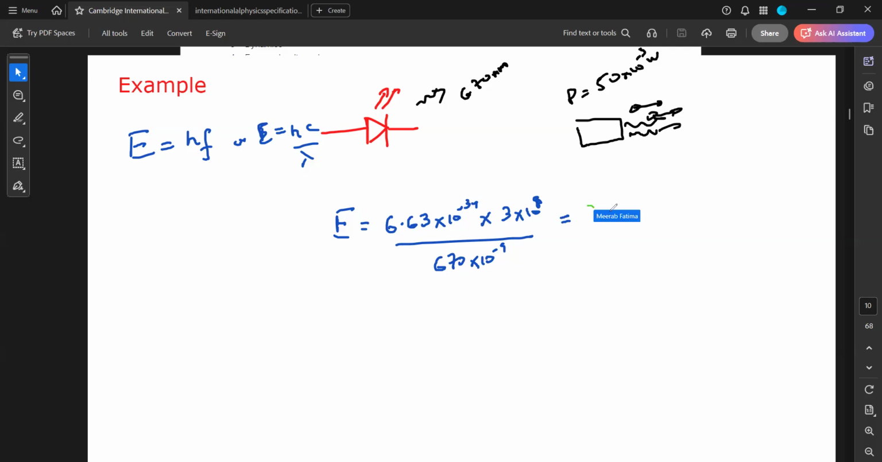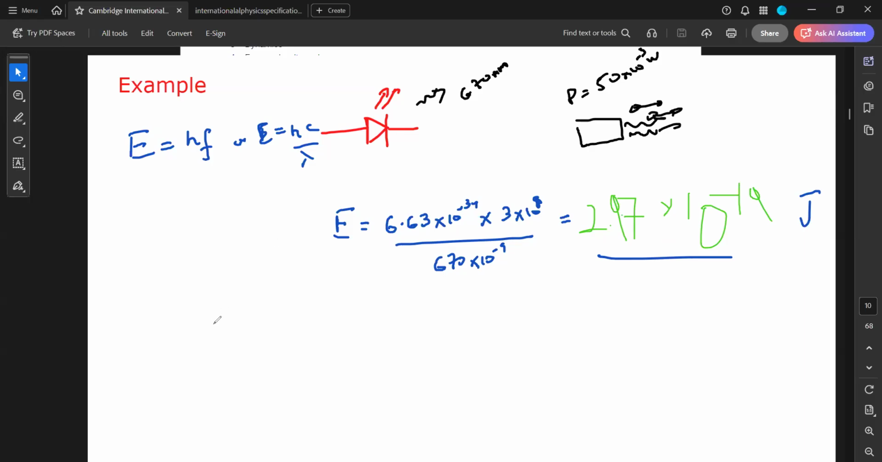That is 2.97 exponent minus 19 joules. That is the energy of this photon, the equivalent photon which is emitted out.